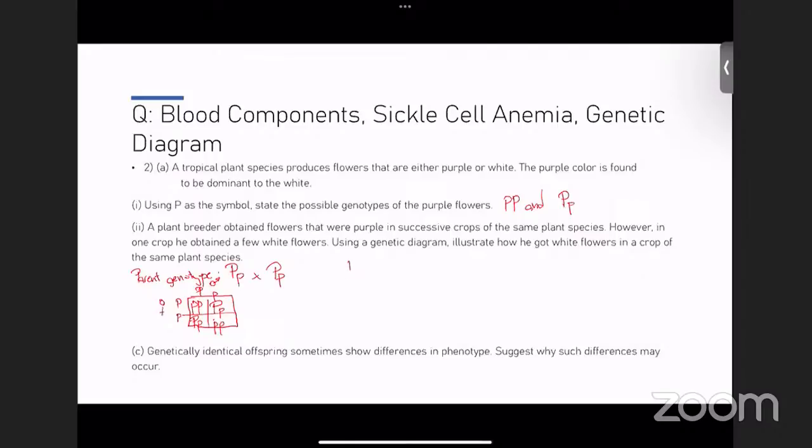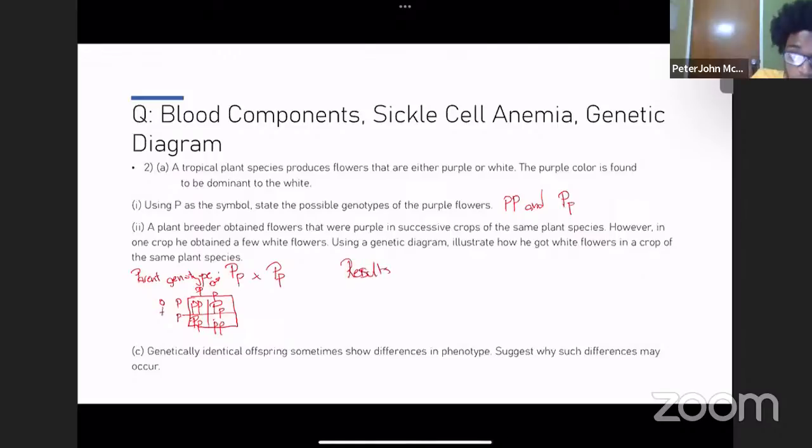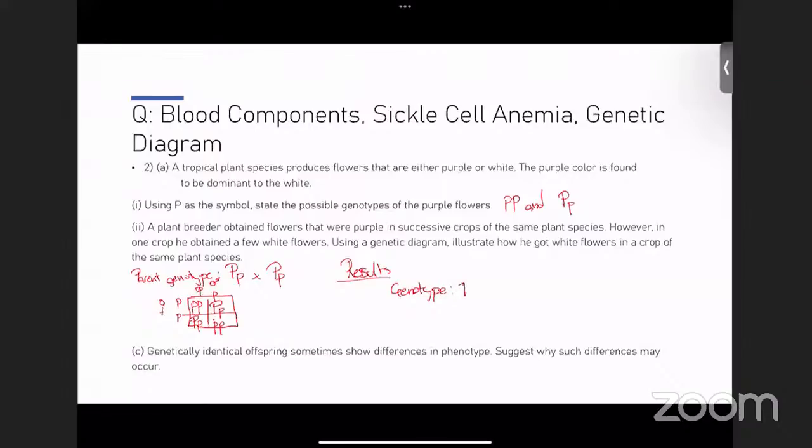Two common p's. So now we're writing out our results. What are our results? What's the genotype of our results? Two capital P, two big P, common P, and one common, recessive. Yeah, perfect.